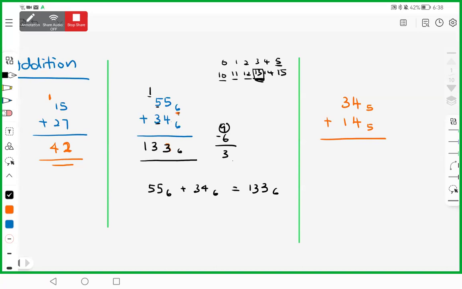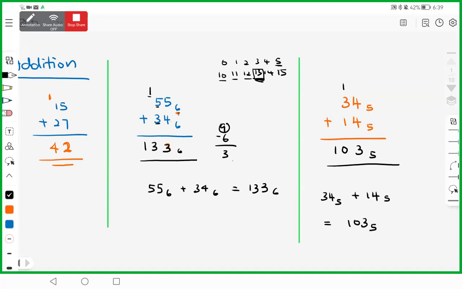13. Yes, you got it. Okay. Fast learner. Yes, it's 13. So next, 1 plus 3 plus 1 is, in base 5, it's 10. Oh no, it's not ten, it's 1, 0, because we cannot write 5. So automatically, it will become 10. So 34 in base 5 plus 14 in base 5 is 103 in base 5.